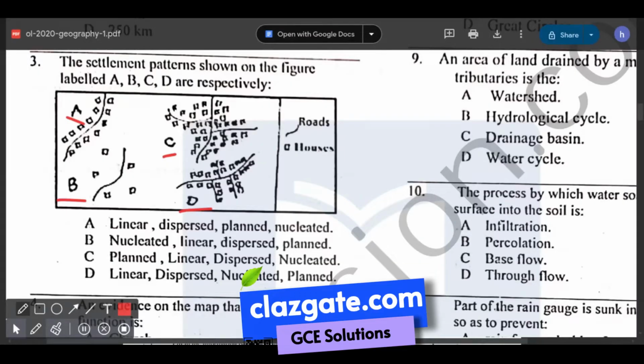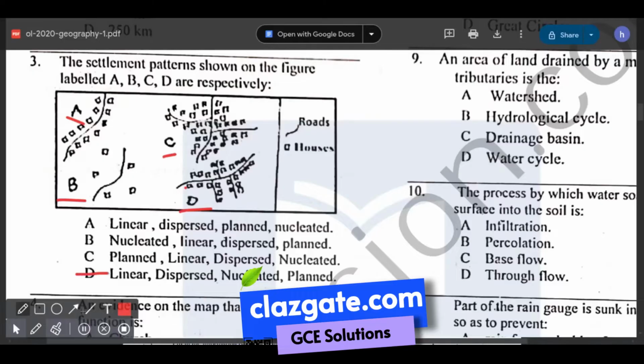And then a dispersed pattern is like this, is B. B is dispersed, the buildings are far away from each other. And then C, nucleated, the buildings are too tight, too grouped together. And D, planned, you're seeing a laid out road, the way the road has been planned and the buildings are aligned by the road. So it's linear, dispersed, nucleated, planned. The answer to number 3 is D.